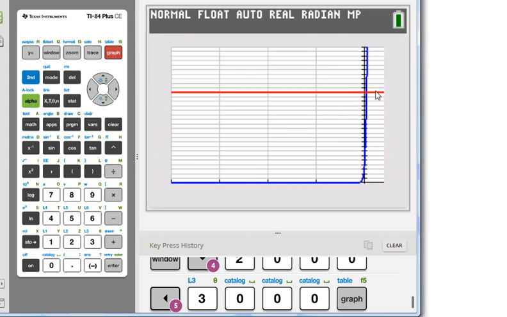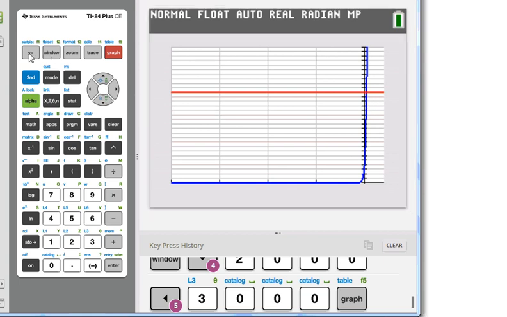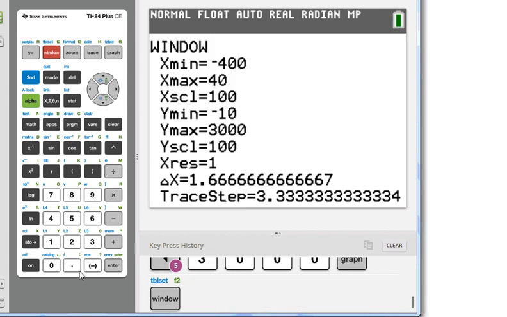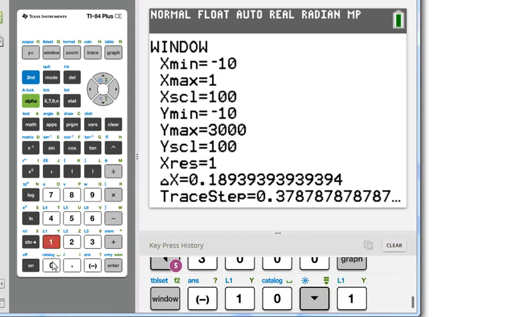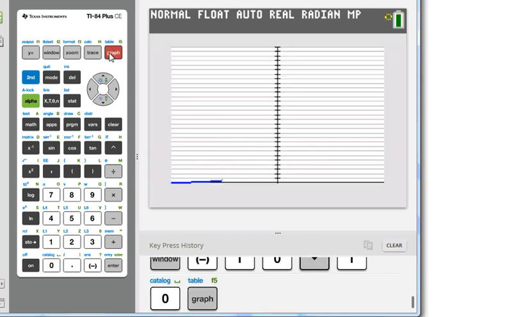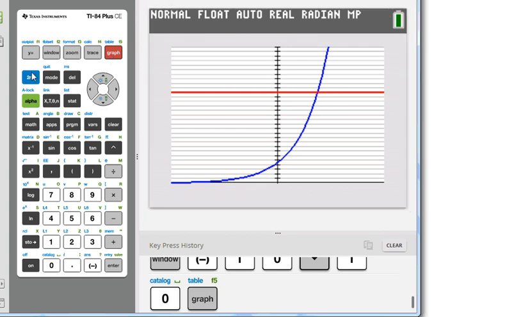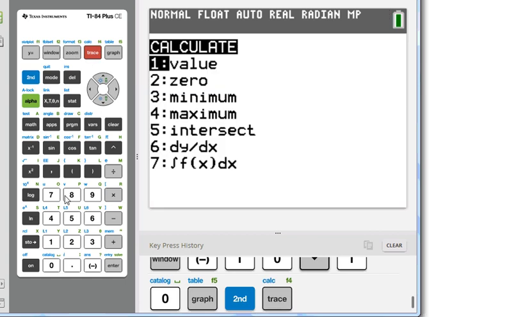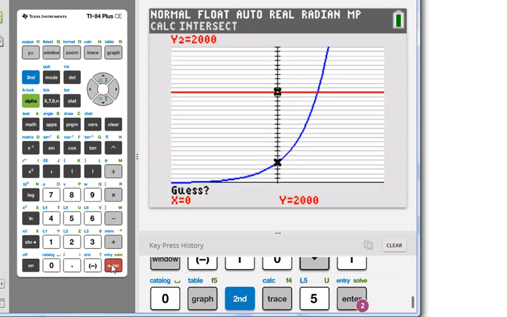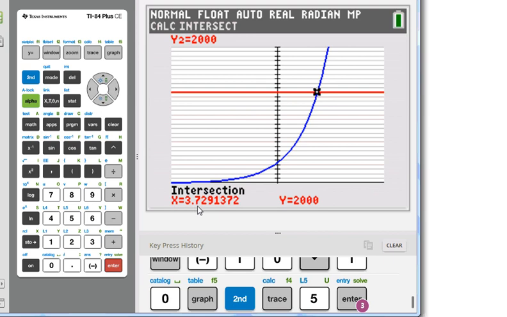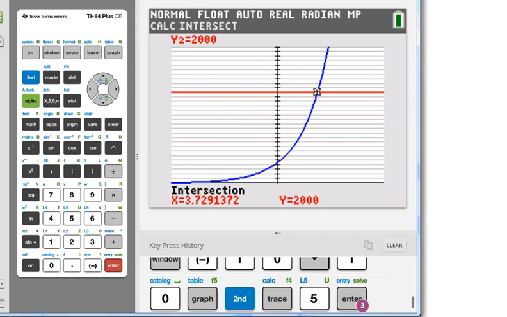Well, it looks like we do have an intersection point here. We can see it right here. I'm going to restrict the x window, going from negative 10 to 10, back to a standard x extent. There we go. We can really see this quite well. So let's go to second, trace 5, enter, enter, enter. So we get x equals 3.73, we'll call it.